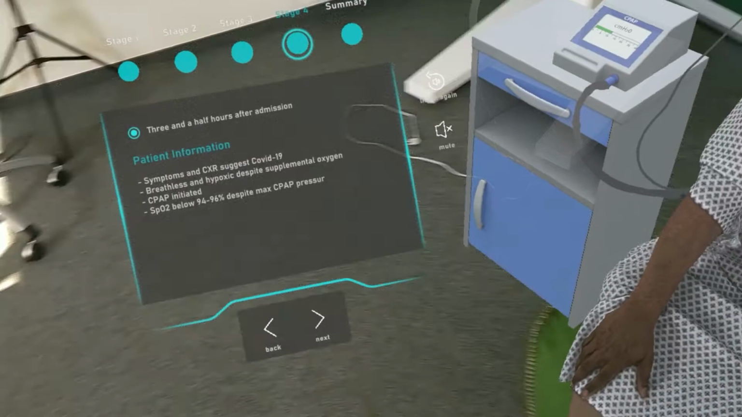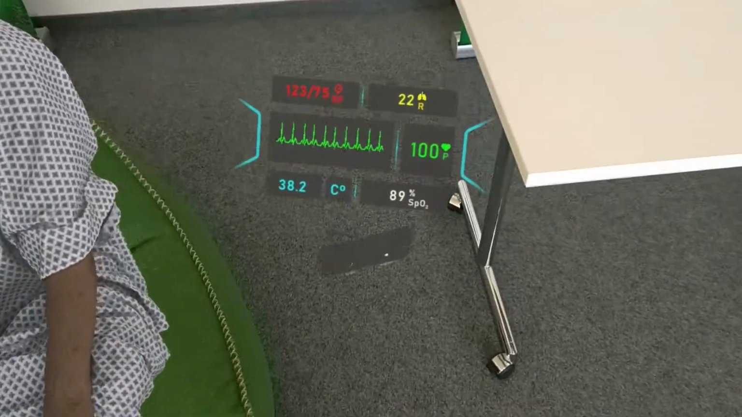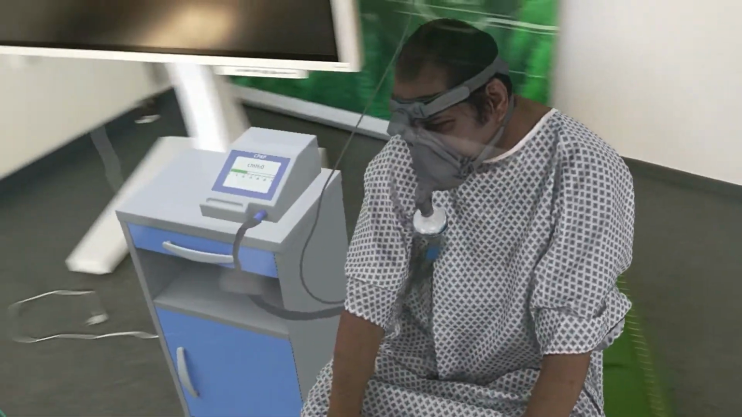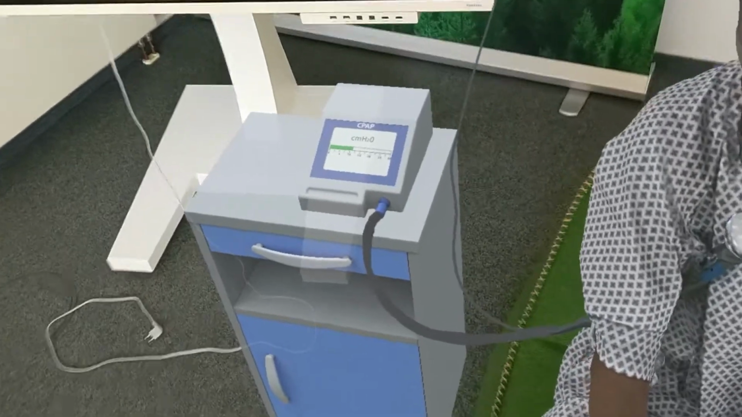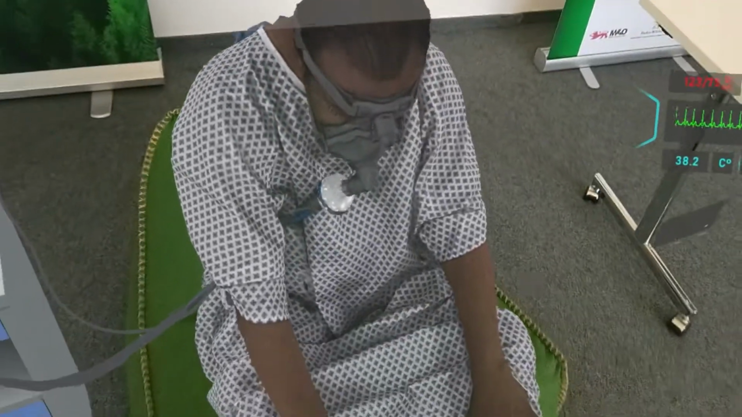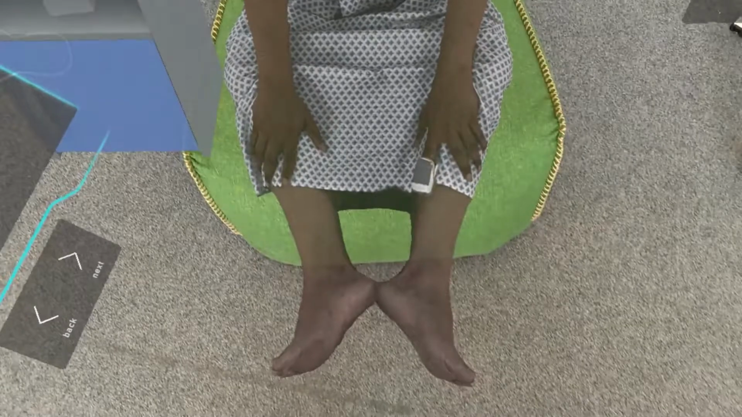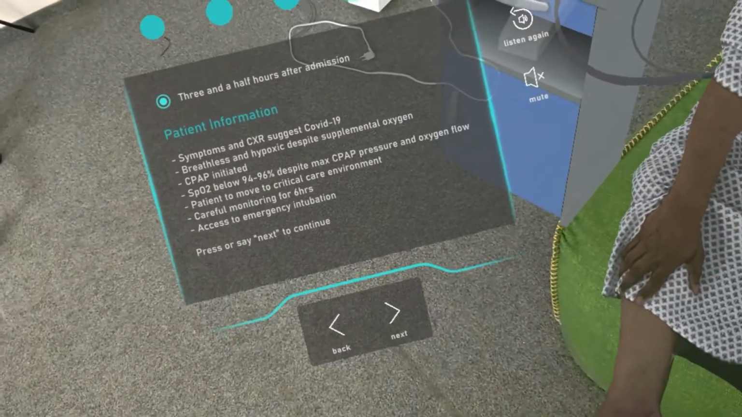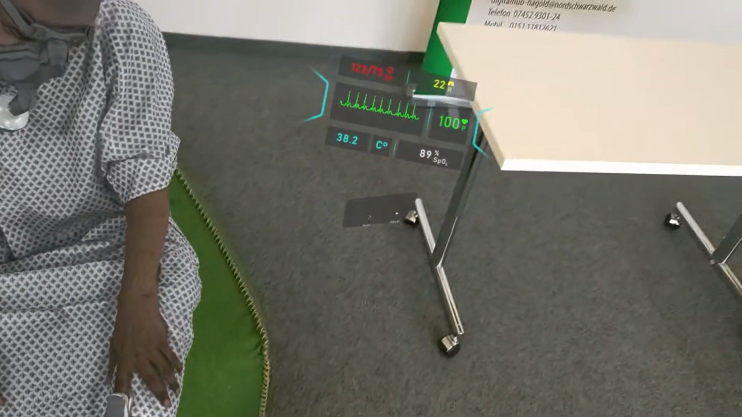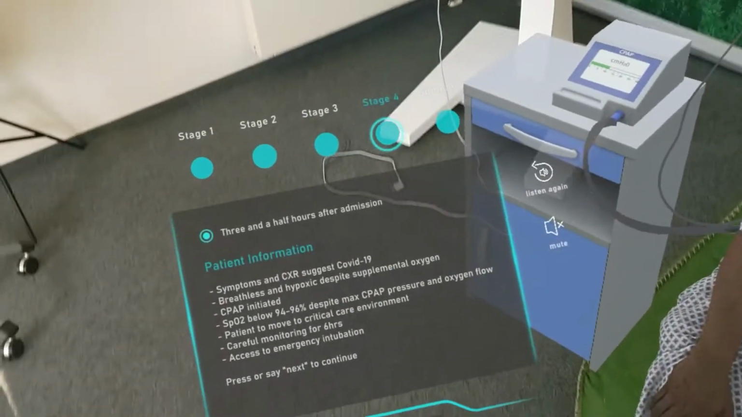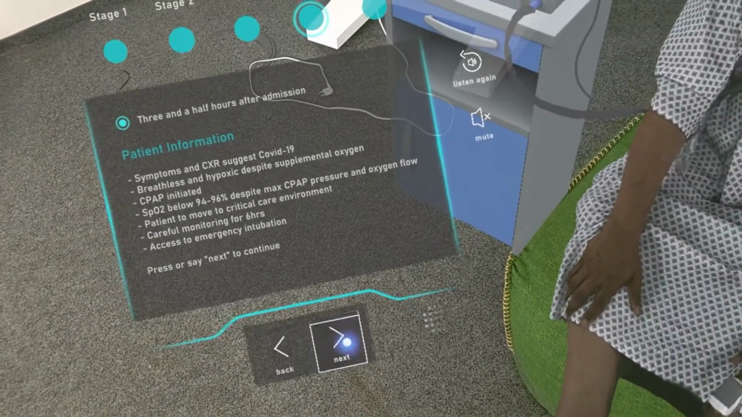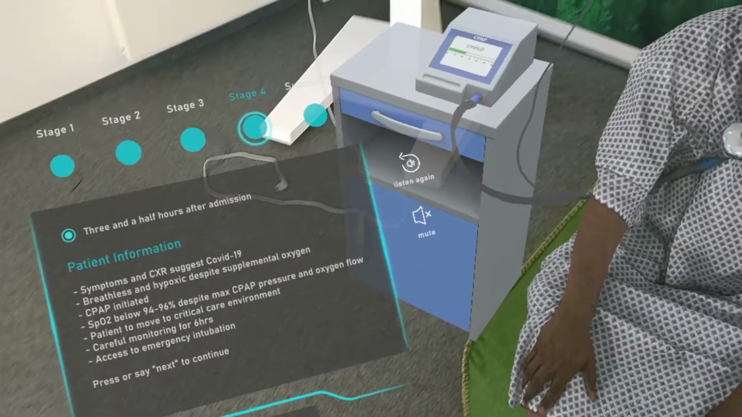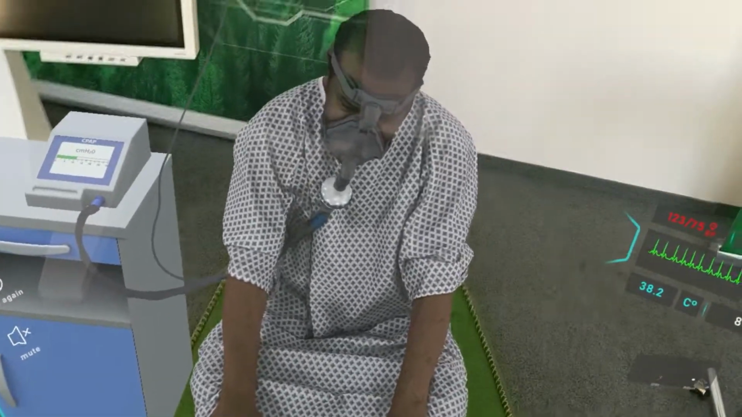Given the target SpO2 of 94 to 96%, this patient's respiratory system is failing despite maximum CPAP pressure and oxygen flow. Given this and the other factors we have observed, this patient should be in a critical care environment with careful monitoring for the next 6 hours and access to emergency. Continue to assess and observe the patient for as long as you need.